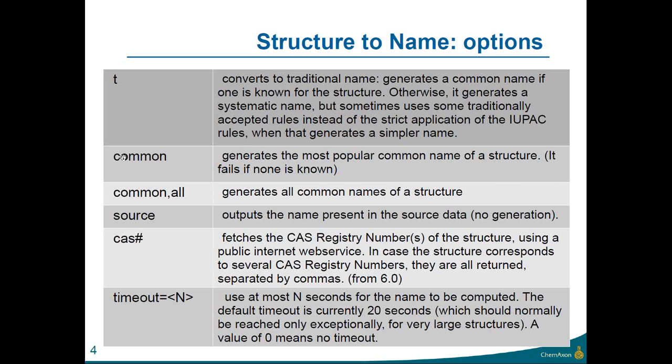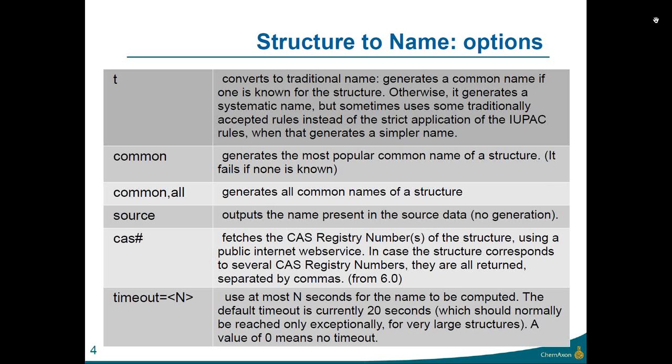One of the tricks, if you use common, it means which common name, and the same structure could have many common names. So we actually have this option, common, all, which will give just all of those that we know. Common uses some heuristics and some algorithm to determine which one is the most popular, and it's not guaranteed that it will. Of course, it's kind of subjective, but it's a good guess usually.